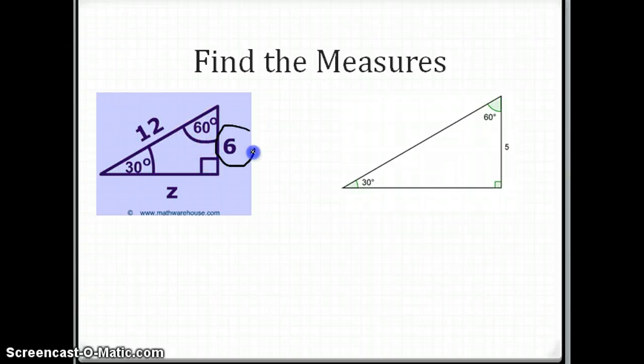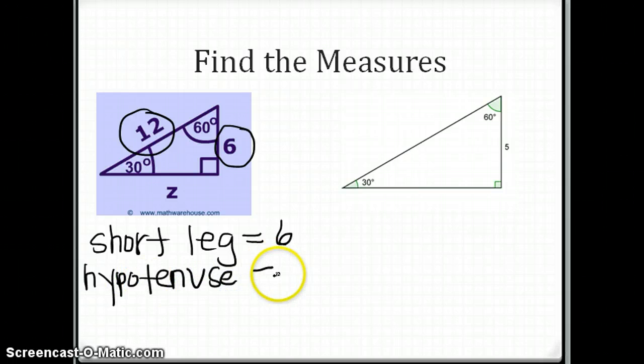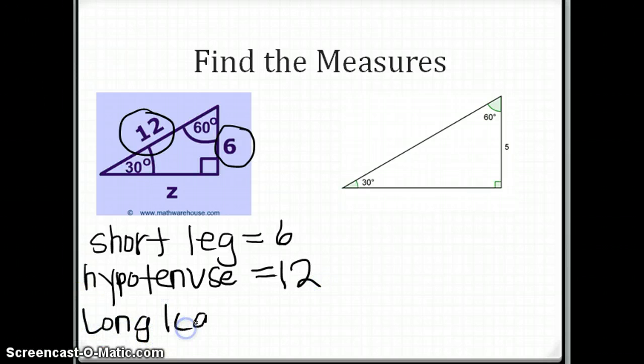So my short leg is 6. My hypotenuse should be double that, so 6 times 2 is 12, which, hey, that's perfect. And then my long leg is going to be the short leg times radical 3. Well, my short leg, we said, was 6. So all I have to do then is 6 times radical 3. And I found my 3 measurements.